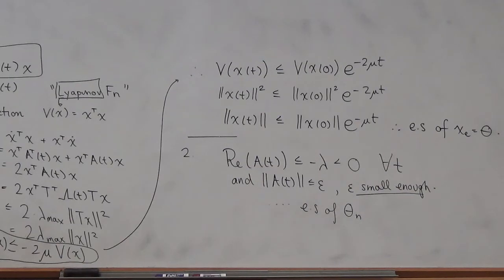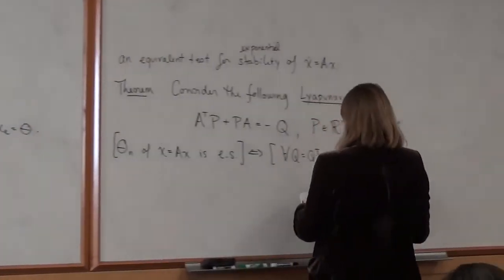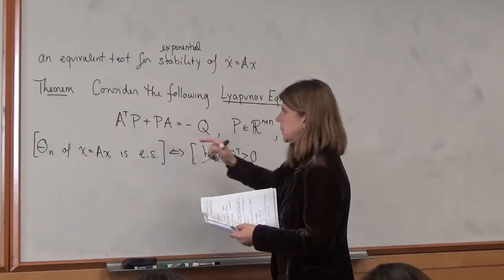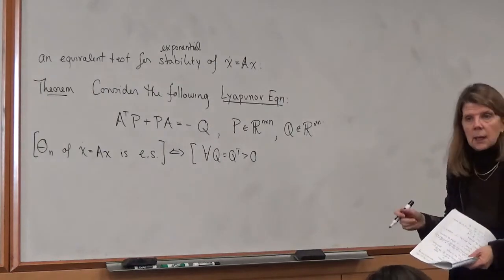Actually, let's write it the way I have it in the notes, because there are different variants of this theorem. First of all, we'll just say that P and Q are n by n matrices. A is an n by n matrix from the system. Then the equilibrium at 0 of our system x dot is equal to Ax is exponentially stable, ES again meaning exponentially stable, if and only if the following condition holds for that Lyapunov equation: for all Q positive definite symmetric, there exists a positive definite symmetric matrix P that solves that Lyapunov equation.